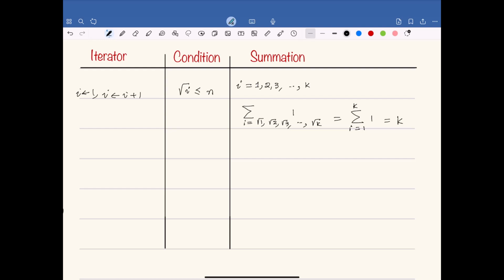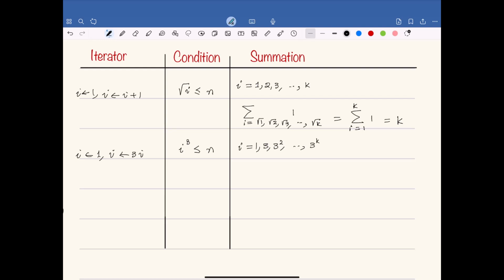Now, for the other example, suppose the iterator is initialized to 1. And if it is updated by multiplying by 3, so we have I equals 3I. And let us assume the condition we have is I cube less than or equal to n. So again, to find the summation, we will list all values of I that are updated in every iteration. So the first value of I is 1. The next iteration, we multiply it by 3. It will be 3. Next iteration multiplied by 3 will be 3 square. And the last value of I in the last iteration will be 3 raised to power k.